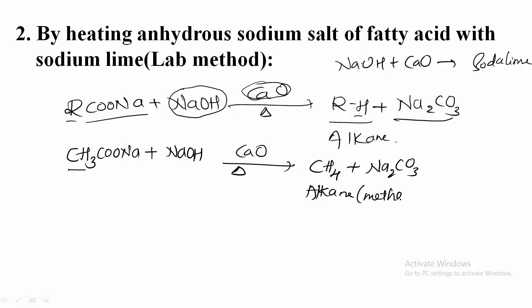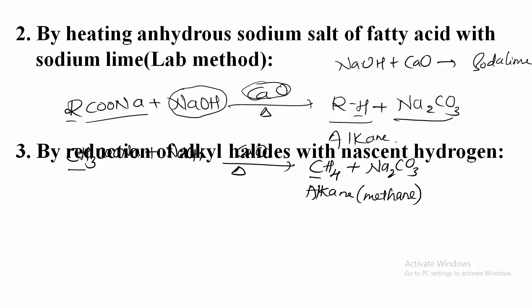Okay, the name of the compound is methane. So this is one method to prepare pure methane. Usually the alkanes are obtained in pure form by using the laboratory method. Okay, so by heating anhydrous sodium salt of fatty acid with soda lime, we will get pure alkanes. Remember this. Then the next method to prepare the alkanes is by reduction of alkyl halides with nascent hydrogen.